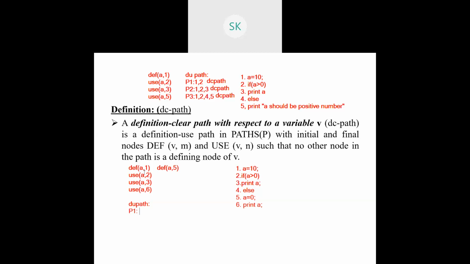P1 starts with node 1 and ends with node 2. P2 starts with 1, then traverses 2, then 3. For P3, kindly observe this: 1, after that 2 will come, then it goes with the fourth statement execution because it fails, that's what we are assuming. With this failure, it will traverse the fifth statement, and next the sixth statement. This is how the flow goes, right?